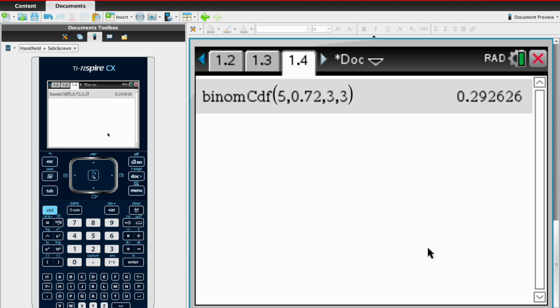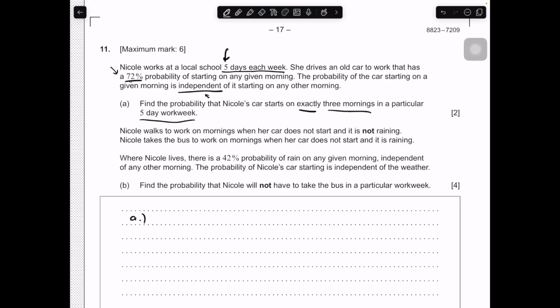So let's write this down for A. Binomial CDF. And we have 5, 0.72, and 3, 3. Okay. I think it's easier to stay within binomial CDF. Just remember your lower and upper bounds, and whether you're talking about exact or not.